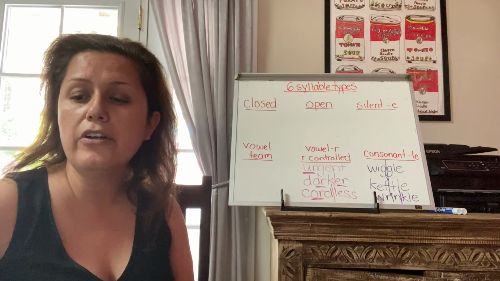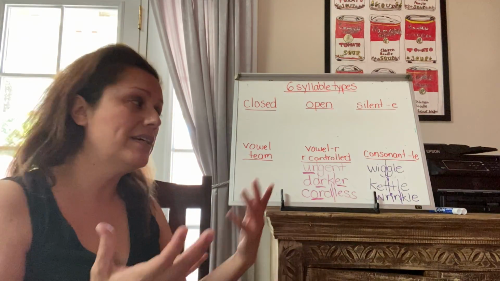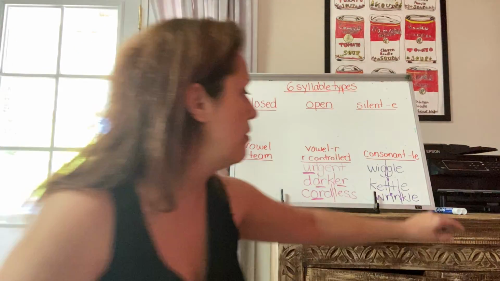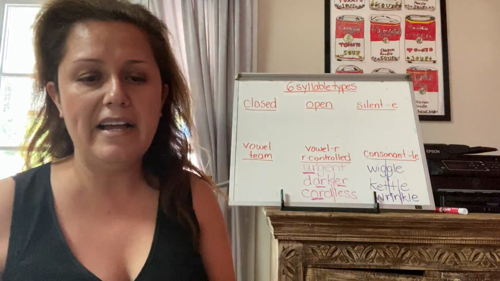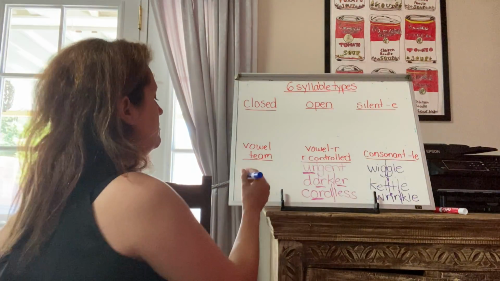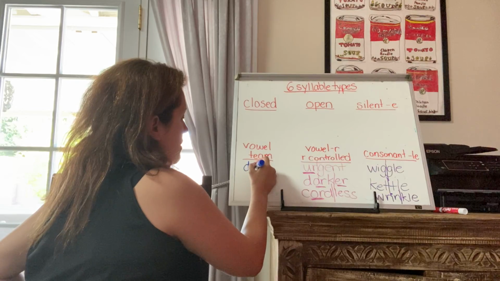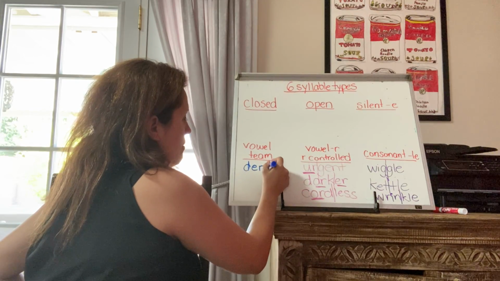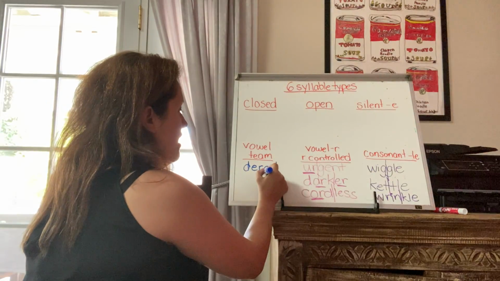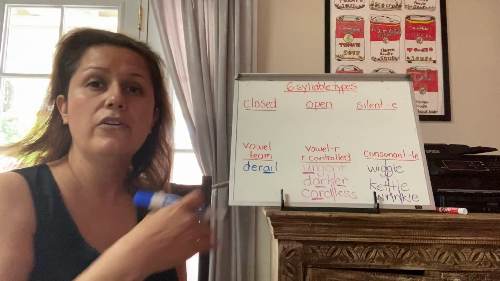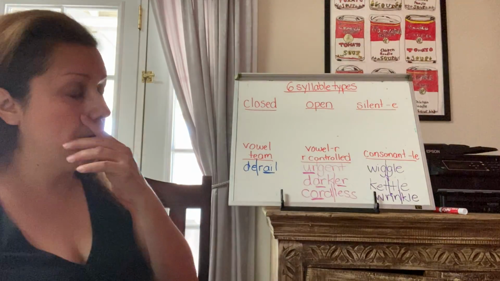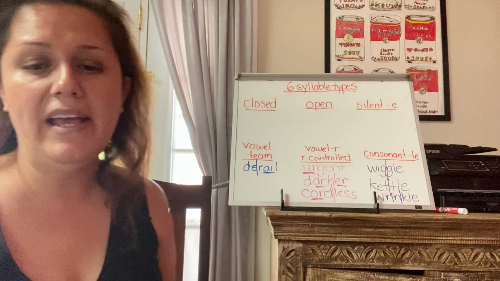work together to make one sound. That's why it's called a vowel team. So, for example, if I have the word derail, derail, my vowel team here is the AI, derail. So I'm going to break it up here, derail, but my vowel team is right here, the AI.